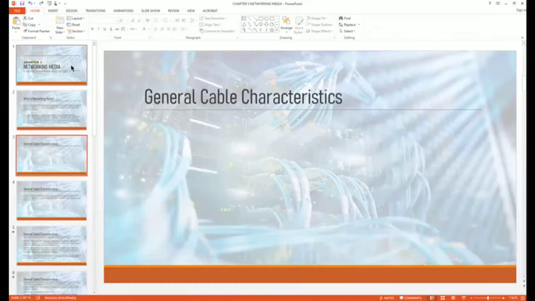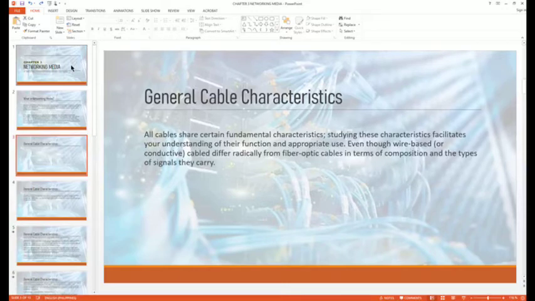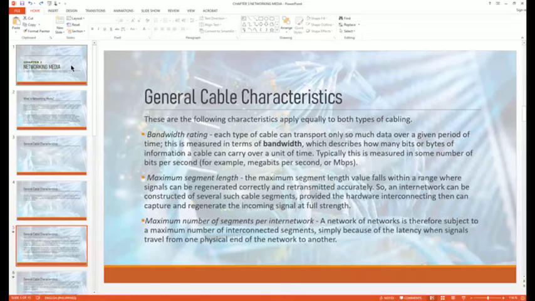So the first topic that I am going to discuss today, as part of the networking media, is the general cable characteristics. All cables share certain fundamental characteristics. Studying these characteristics facilitates your understanding of their function and appropriate use. Even though wire-based or conductive cable differ radically from fiber optic cables in terms of composition and the types of signals they carry, the following characteristics apply equally to both types of cabling.